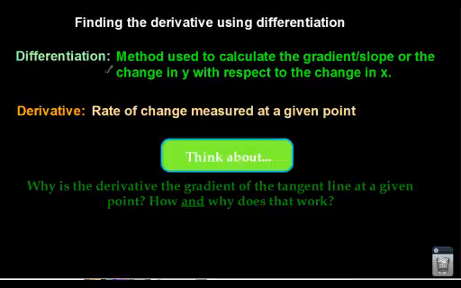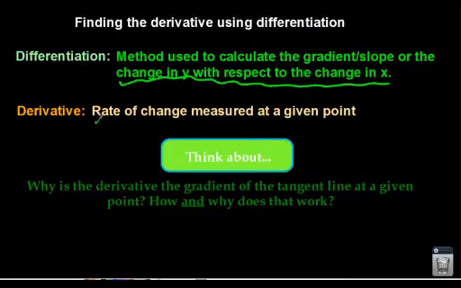So when we say differentiation, it's the method we use to calculate the gradient or slope, or the change in y with respect to the change of x. This phrase here should hopefully be very familiar to you because this is how we talk about slope a lot. So differentiation just helps us find slope. It's a method that we find slope using the tangent line.